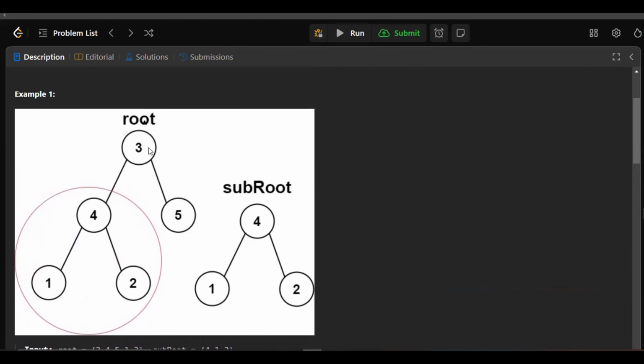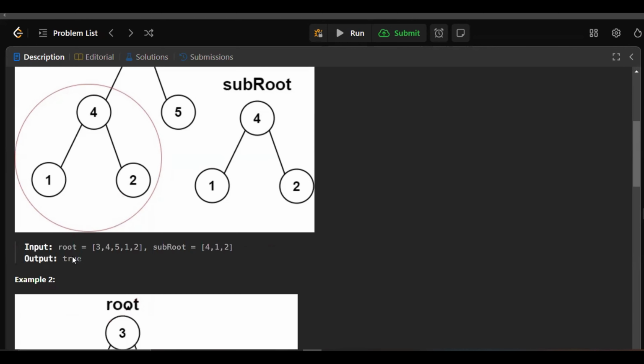Here we can see that the root has the root element 3, which has two children, 4 and 5, and the node 4 has two children, 1 and 2. And the subroot 4 has two children, 1 and 2. So we can see that this subroot 4, 1 and 2 is present here, which is 4, 1 and 2. So we can say that this subroot is a subtree of this root, and we have to return true. Otherwise, if it is not, we have to return false. I hope you understood the problem statement.